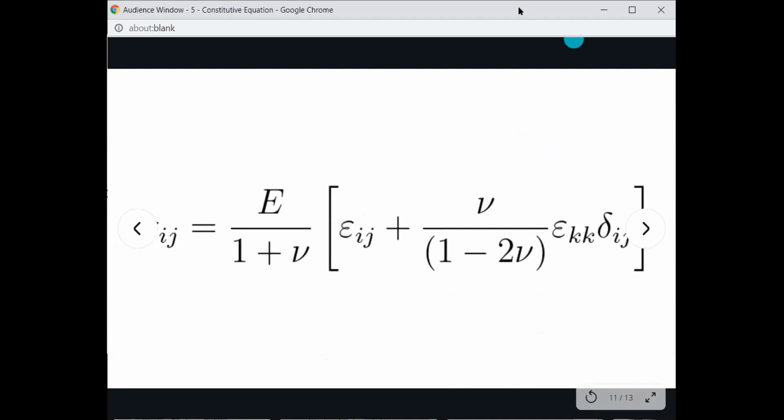And of course, ito yung kanina nating na-discuss, no? If you substitute everything, if you solve for sigma ij, then you will get this form. Ito naman baliktad, no? Ang isolated ay sigma ij in terms of epsilon ij.